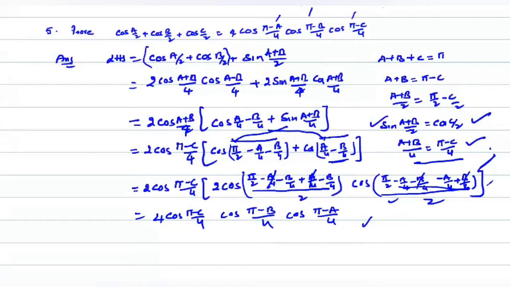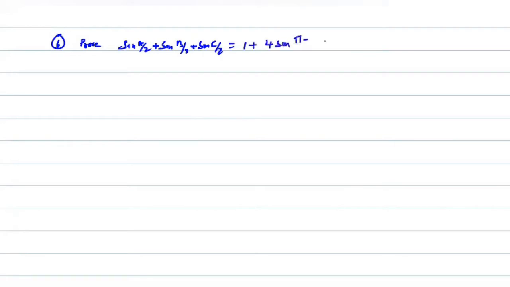Next problem. Go for next problem. In triangle ABC, prove sin a by 2 plus sin b by 2 plus sin c by 2 is equal to 1 plus 4 sin pi minus a by 4 sin pi minus b by 4 sin pi minus c by 4. We have to prove this.